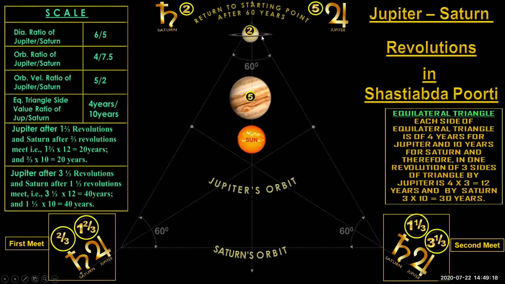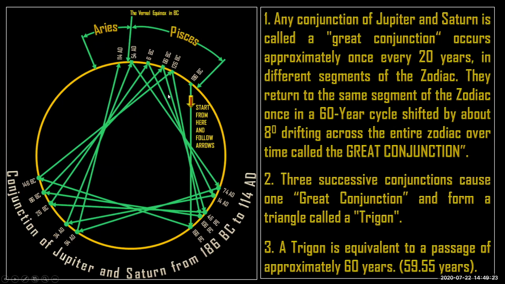Here I have put in, with each complete revolution, they come back, and that is shifted by about 8 degrees in the segment. They meet at different segments of the zodiac. This yellow circle is the zodiac. They meet at different segments. If it has met at one point, later it meets here. Later it meets here. Like that, it goes on shifting, and it will cover the entire 360 degrees of the zodiac over a period of time. So with each time, this shift will be about 8 degrees.